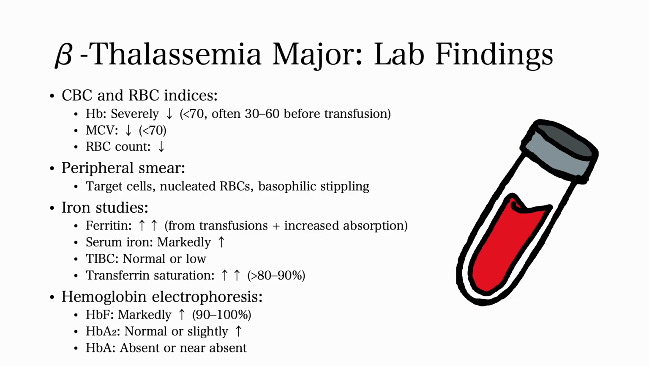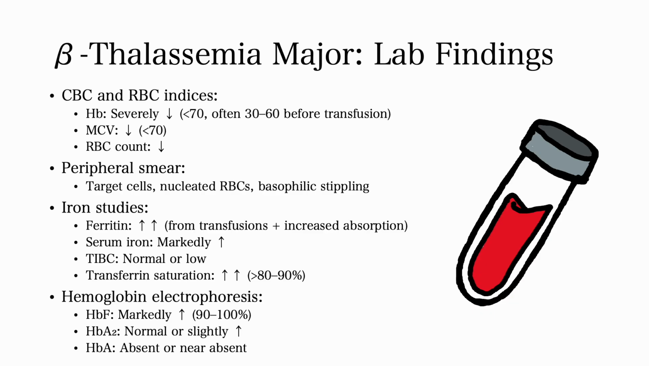I'll talk to you about increased absorption of iron when it comes to different types of thalassemias as well. In terms of serum iron, it would be markedly increased. The TIBC would be normal or would be low, and transferrin saturation would be increased somewhere around 80 to 90%.